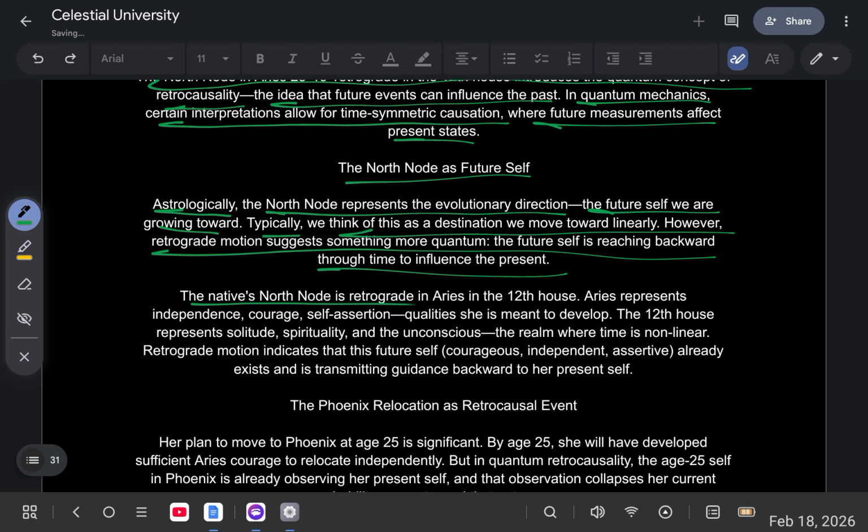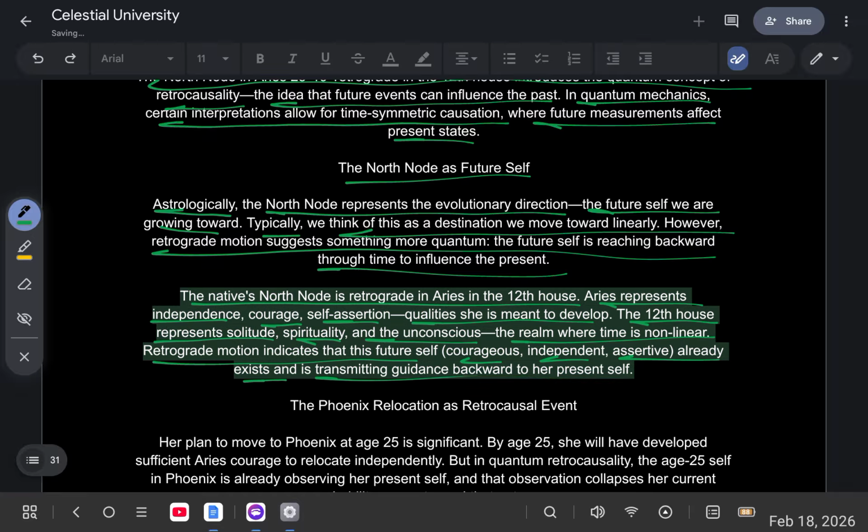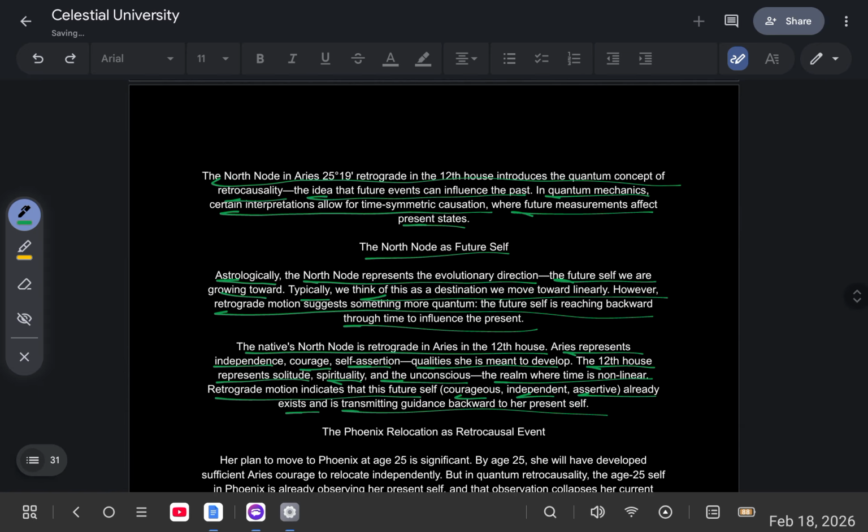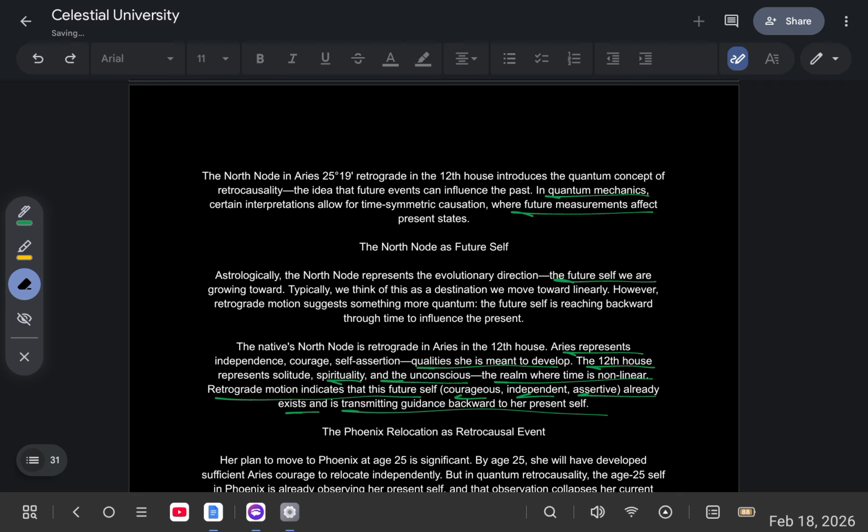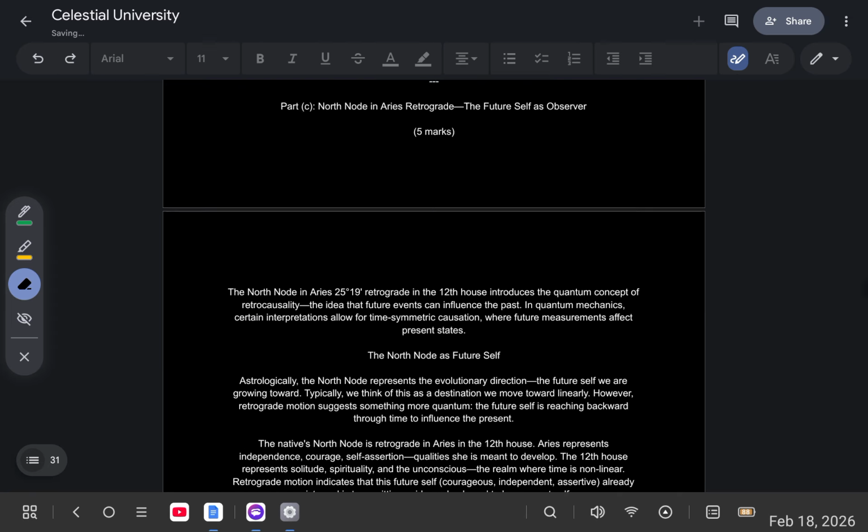So the native's Rahu in Aries in the 12th house. Well, Aries represents independence, courage, self-assertion, and qualities she's meant to develop. So the 12th house represents solitude, spirituality, and the unconscious, the realm where time is nonlinear. And of course, this retrograde motion indicates that this future self, which is courageous, independent, assertive, already exists and is transmitting guidance backward to our present self.